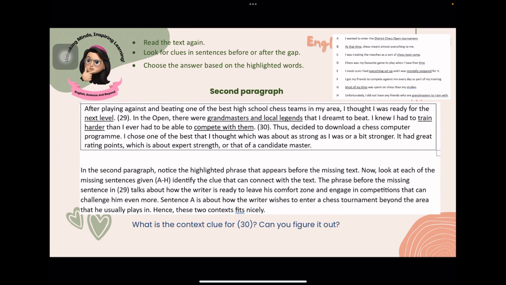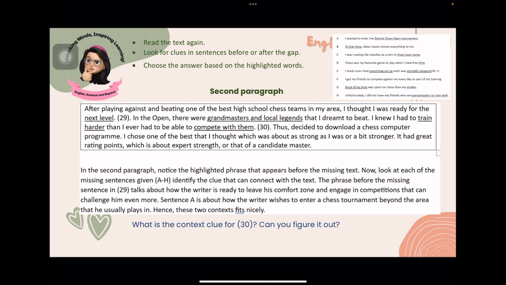Now let's look at the second paragraph. "After playing and beating one of the best high school chess teams in my area, I thought I was ready for the next level. In the open, there were grandmasters and local legends." How do I know?